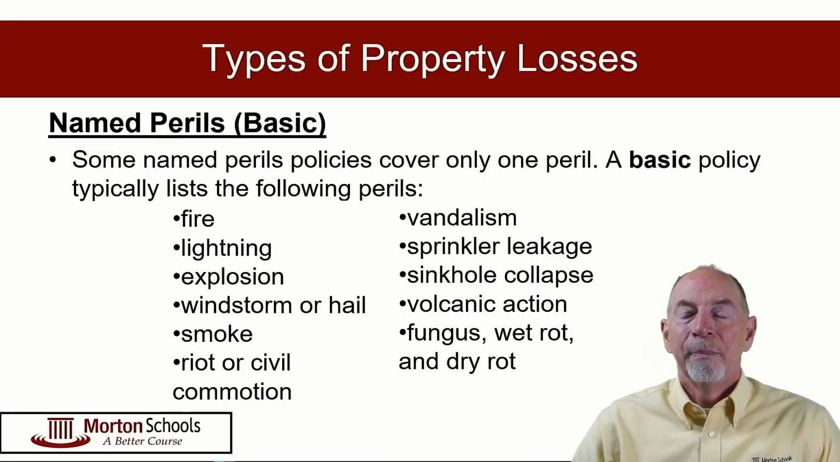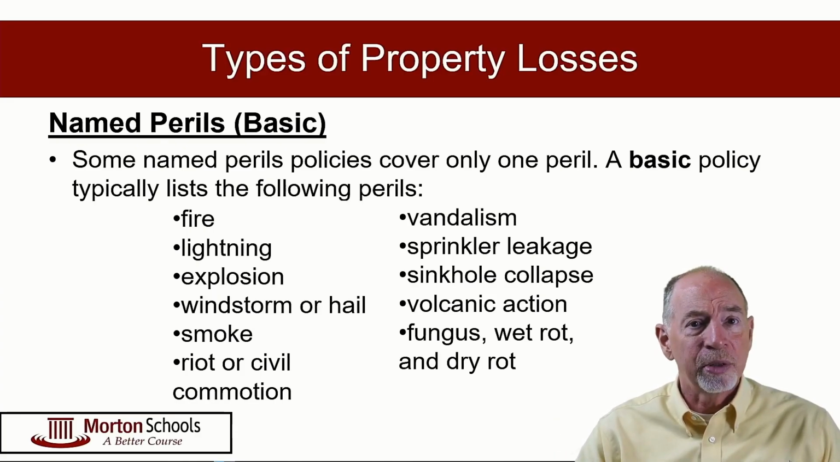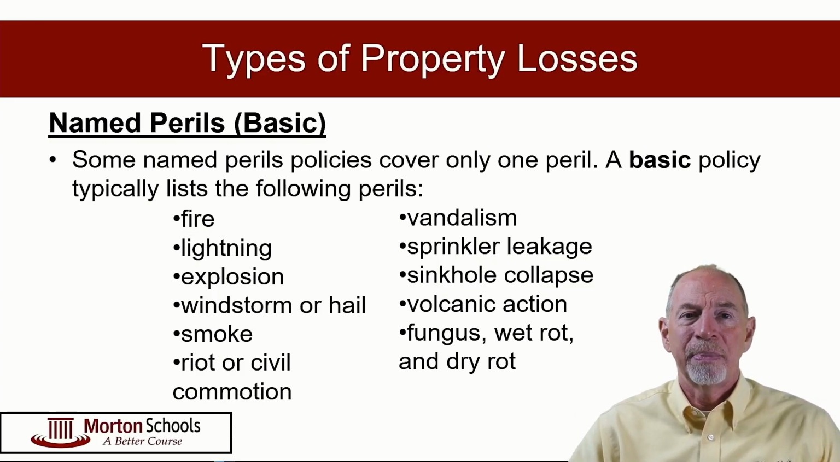It can change. But the types of things that are on the list in a named basic peril policy are going to be the things that you would expect to be covered in the event something bad happened to, for example, your home. So let me read through the list. What's on the list is what? Fire, lightning, explosion, windstorm or hail, smoke, riot or civil commotion, vandalism, sprinkler leakage, sinkhole collapse, volcanic activity, and we'll summarize this and call this mold.